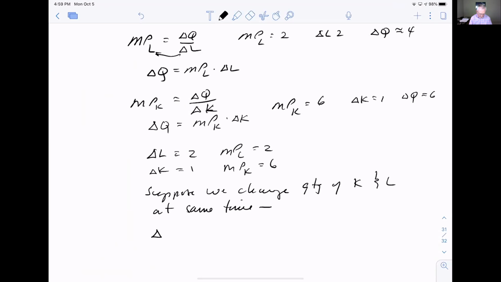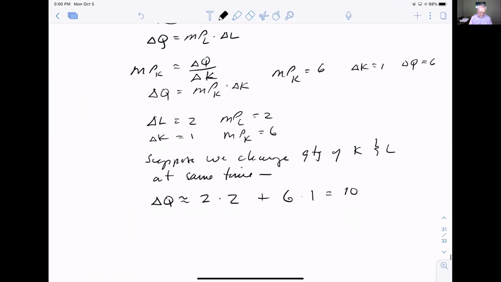Well, delta Q would be the sum of these two effects approximately. From my labor side of things, I have a marginal product of 2 times I'm increasing my labor inputs by 2. So that tends to make my output go up by 4. And at the same time, my marginal product of capital is equal to 6, and I'm increasing my capital inputs by 1, that tells me that I would have an approximate change of 10 units of output when I change both at the same time.